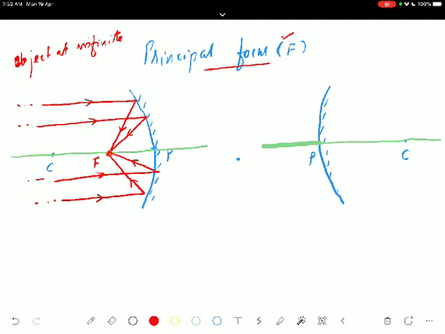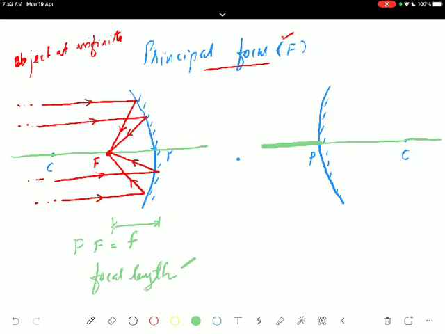Next, the distance between the pole and the principal focus of the mirror, we call it as focal length. So that I am going to mark here, the distance between pole and focus. That is called focal length. That is PF is equal to f. The distance between pole and focus is known as focal length, and distance between P and C, I think you are already familiar with that point. It is called radius of curvature. So this is for concave mirror.